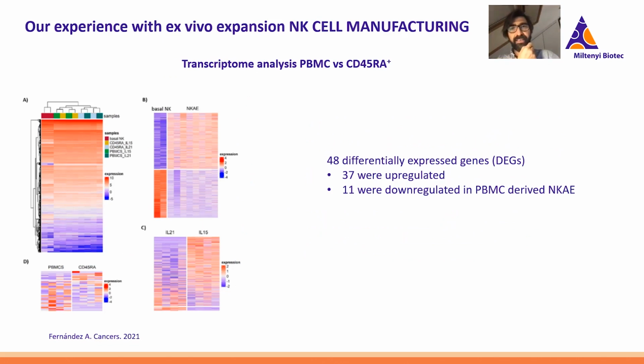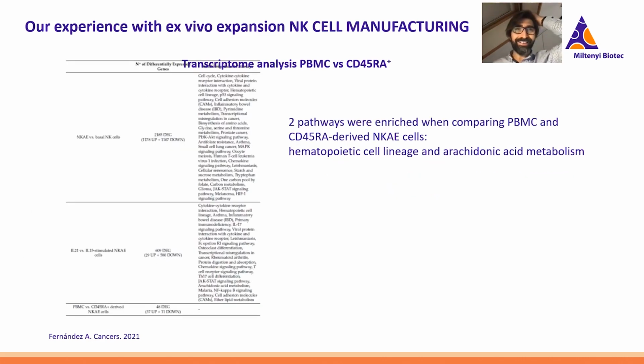Also, the transcriptome analysis, depending on the source of NK cell starting material, PBNC or non-mobilized CD45RA positive fraction. We observe 48 differences in genes between PBNCs and CD45RA positive. Heat map colors correspond to gene expression as indicated in the key. Red is overexpressed and blue is underexpressed. In this red line, basal NK cell, there were 37 genes regulated, 11 genes were down regulated.